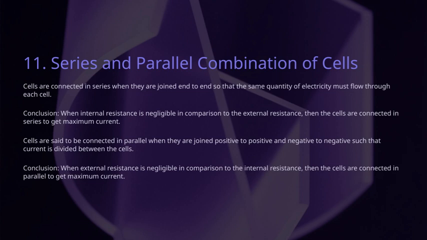Cells are said to be connected in parallel when the positive terminals are joined together and the negative terminals are joined together. This way, the current gets divided between the cells, which can be useful for increasing current capacity. On the other hand, connecting cells in series involves joining them end to end. This means the same amount of electricity flows through each cell, effectively adding their voltages together. Understanding when to connect cells in series or parallel is crucial for optimizing the performance of a battery system, depending on whether you need higher voltage or higher current. This is a key concept in combining cells effectively to meet different power requirements.